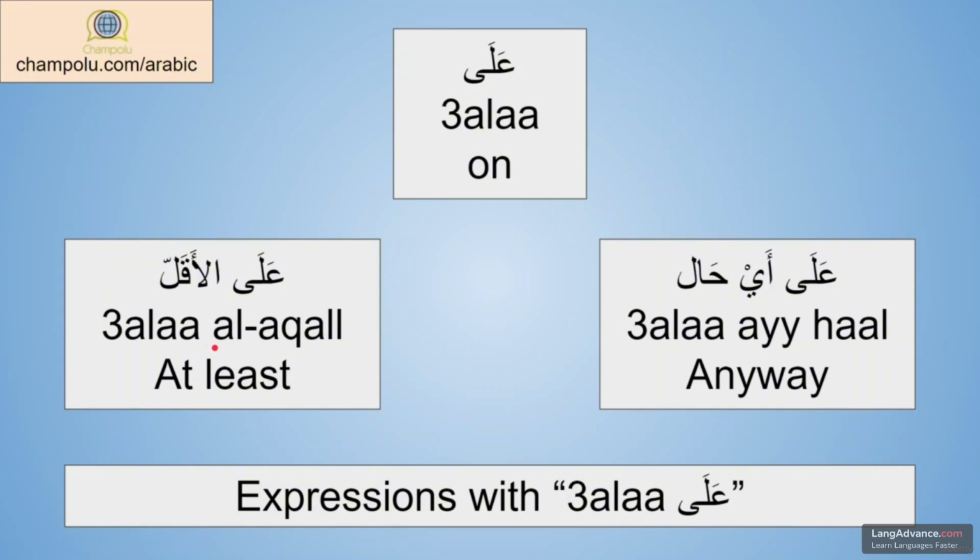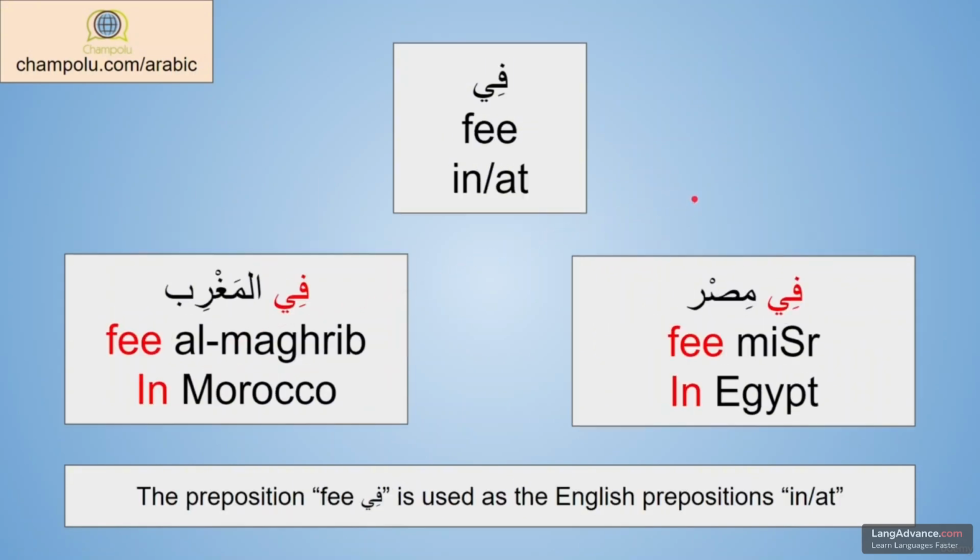And then for the preposition في, which means in or at, we can use it for countries or place names. So something like in Egypt, it's في مصر. Or in Morocco, في المغرب.